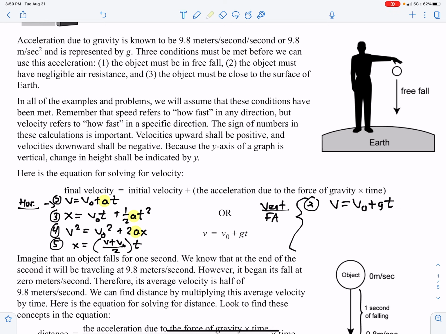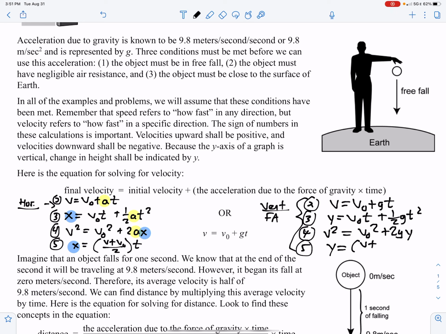We also translate x into y. So equation 3 becomes y equals v naught t plus 1/2 gt squared. Equation number 4 becomes v squared equals v naught squared plus 2 times gy instead of ax. And equation number 5 becomes y equals v plus v naught over 2 times t.